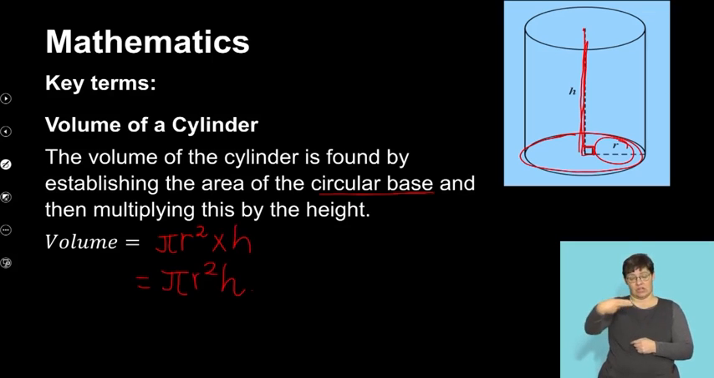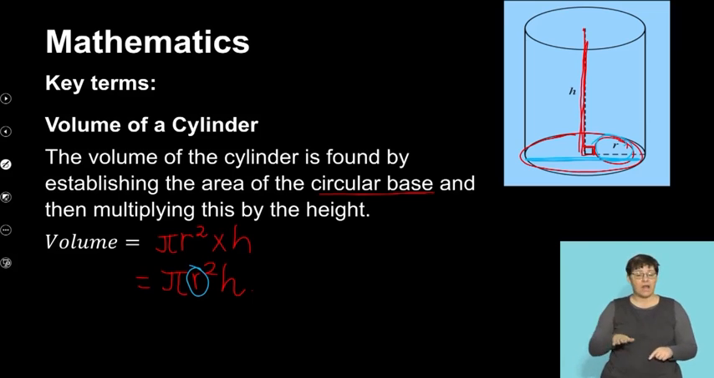Just a note about this one, everyone, is please make sure that you are actually substituting in your r. In some questions, you might be given the diameter. We want the radius, and the radius is always half of the diameter. So the volume of a cylinder is pi r squared h, where r is the radius, not the diameter, and h is the perpendicular height.